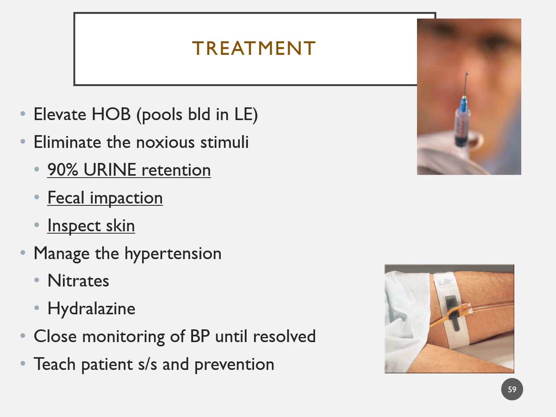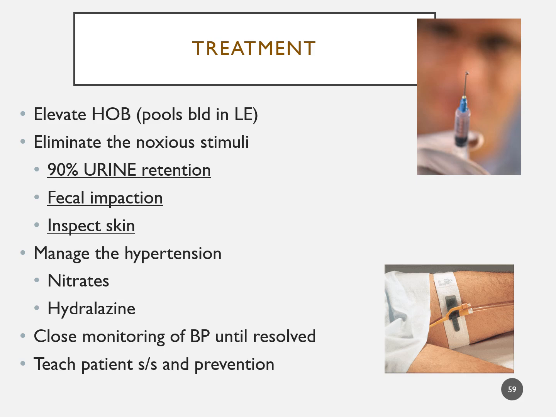Then you need to manage the hypertension. So often once you would straight cath or remove the fecal impaction, they do start to get better pretty quickly. But if not, generally nitrates. So you may use nitro paste, or hydralazine is another common medication that will help to get that blood pressure down. But you really want to monitor that blood pressure closely until the autonomic dysreflexia is resolved.